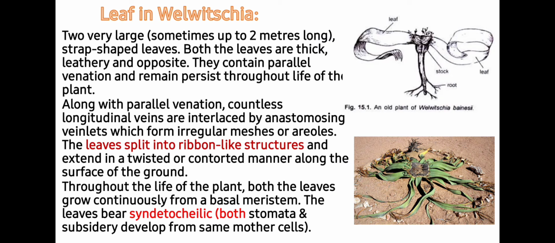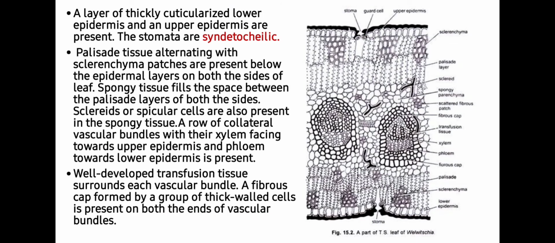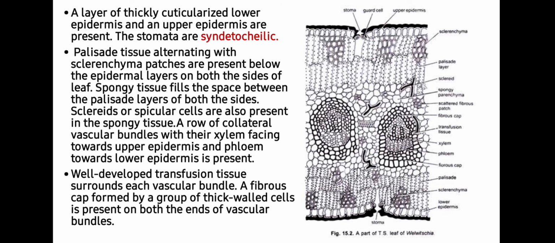Next is leaf in Welwitschia. You know very well in Welwitschia, leaves are 2 in number, but at maturity they are highly split and become ribbon-like in structure. Usually the leaves are strap-shaped and they bear stomata which are syndetocheilic type. So you can see thickly cuticularized lower and upper epidermis and stomata are syndetocheilic.